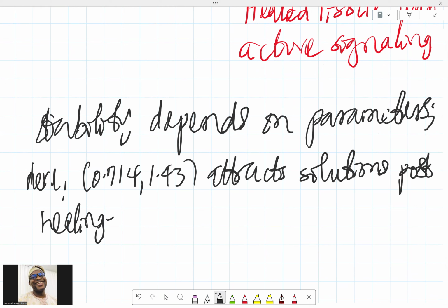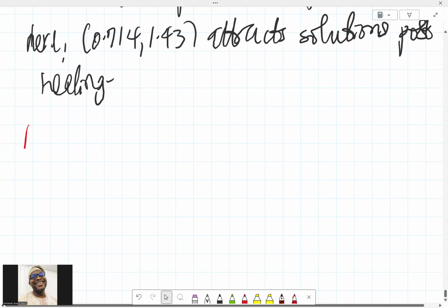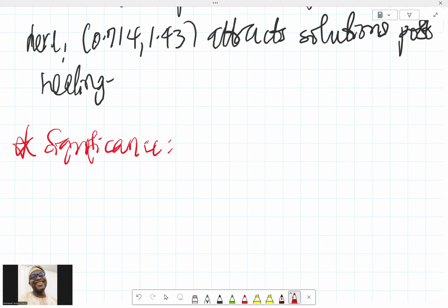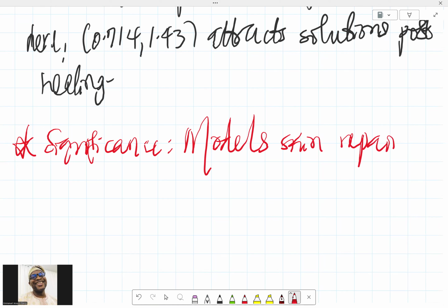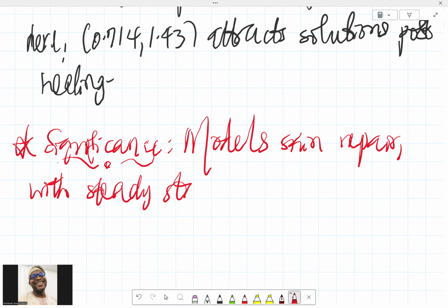And what is the significance of this whole thing? Significance. So it models skin repair with steady state reflecting healed tissue.